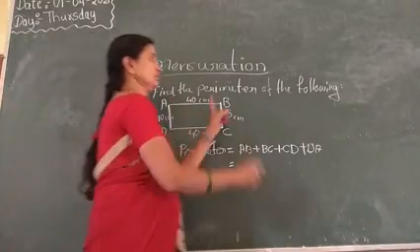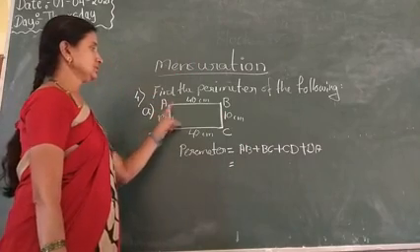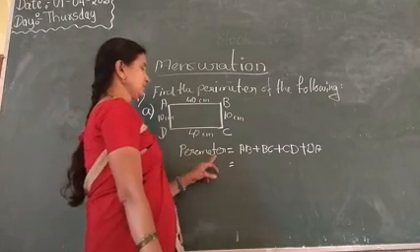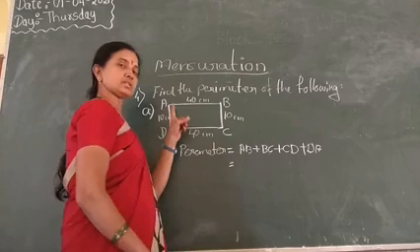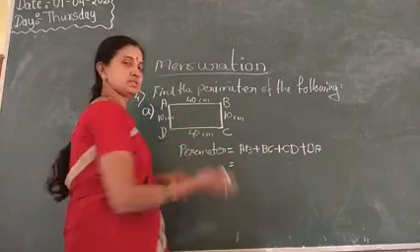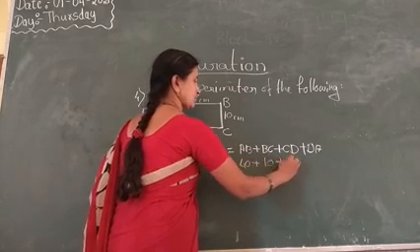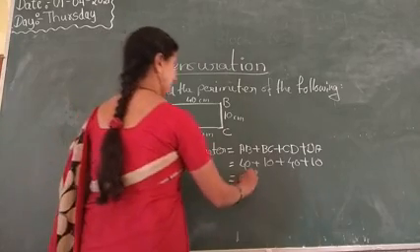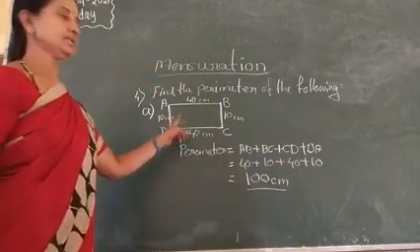Find the perimeter of the following from page number 75, question number 4, A. This is a rectangle ABCD. So let's find out the perimeter of this rectangle. Perimeter is simply the sum of the lengths of all the sides. So AB plus BC plus CD and DA. Let us write the measurements: 40 plus 10 plus 40 plus 10 gives you 100 centimeter. The perimeter of the given rectangle is 100 centimeter.